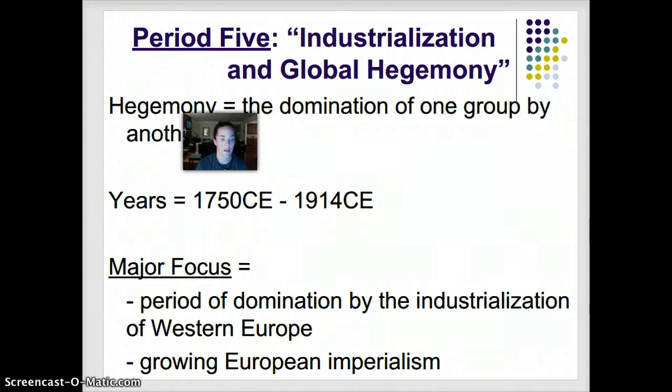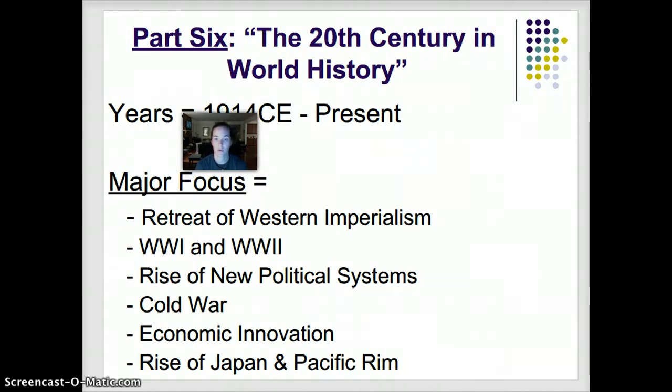All right, and the final period is period 6, which is the 20th century in world history, and that's 1914 to the present. 1914 is the cutoff point because that is when World War I is going to begin. During this time period, we're going to talk about the shrinking of those Western European empires. We're going to learn about World War I, World War II, the rise of new political systems, especially socialism and communism. Talk about the Cold War, economic innovation, and finally the rise of Japan and the Pacific Rim.